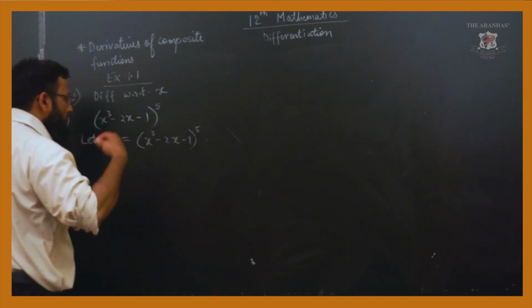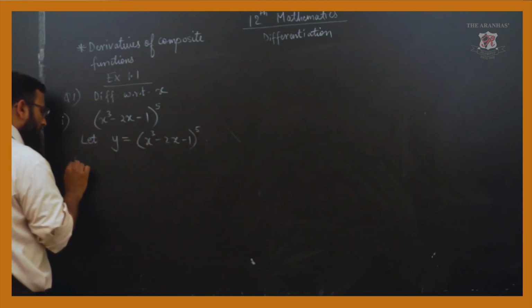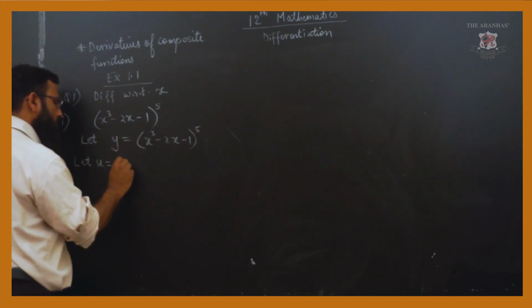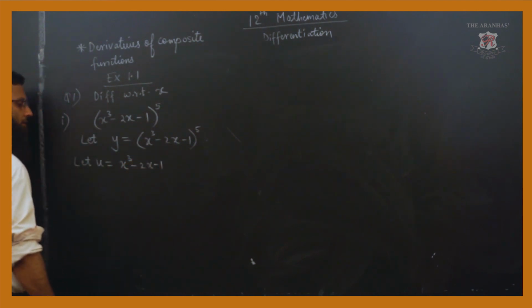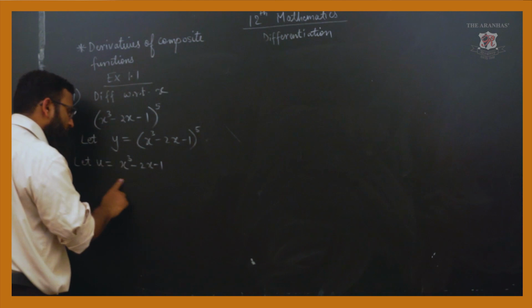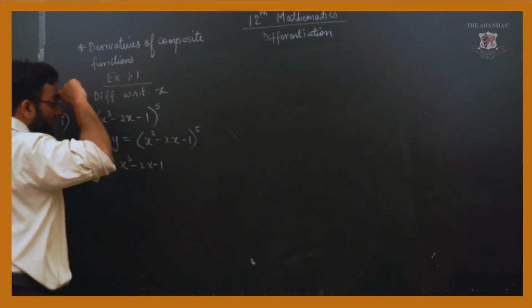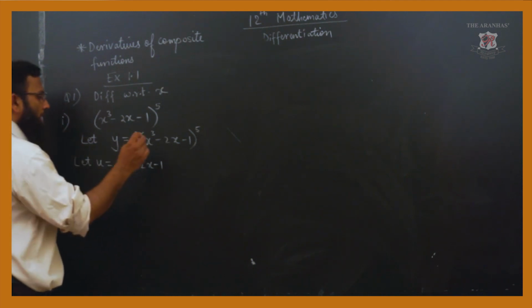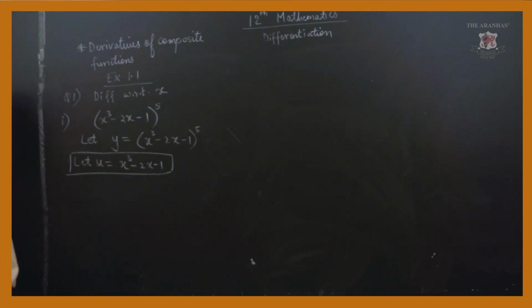Now some teachers use a method like: let u equal to x cube minus 2x minus 1. Then they differentiate this with respect to x, and whatever happens here to the power will be solved later. So I will show you both methods. First, let us go by the direct method.